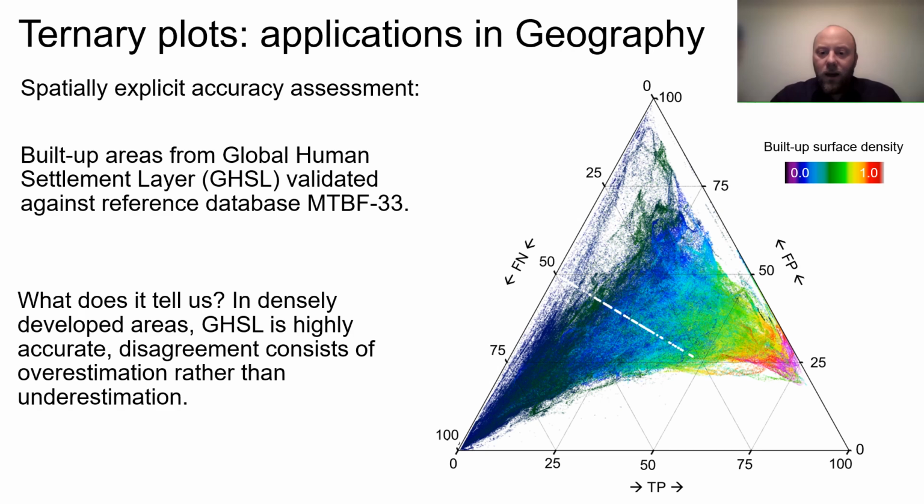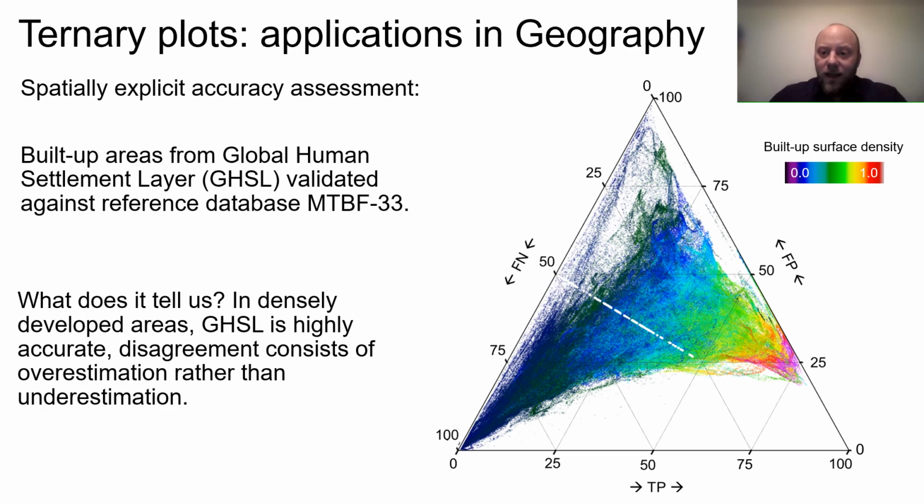Additionally, we can color code another spatial variable here. So the colors of the dots represent the built-up surface density, which is basically just the density of built-up grid cells in our reference data within each spatial neighborhood. So we have this fourth dimension basically encoded here by means of the color.